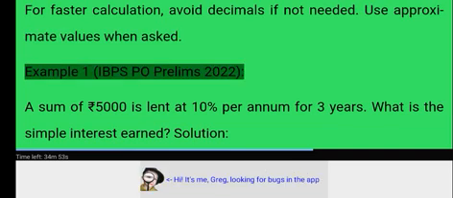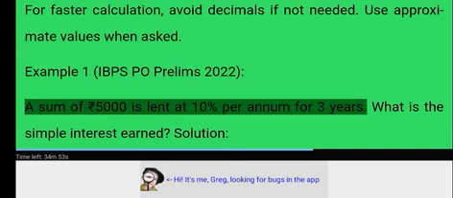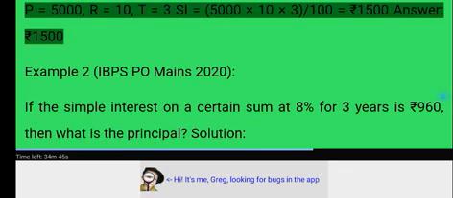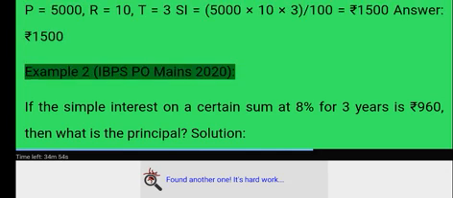Example 1, IBPS PO Prelims 2022. A sum of 5,000 rupees is lent at 10% per annum for 3 years. What is the simple interest earned? Solution. P = 5,000, R = 10, T = 3. SI = 5,000 × 10 × 3 / 100 = 1,500 rupees. Answer, 1,500 rupees.